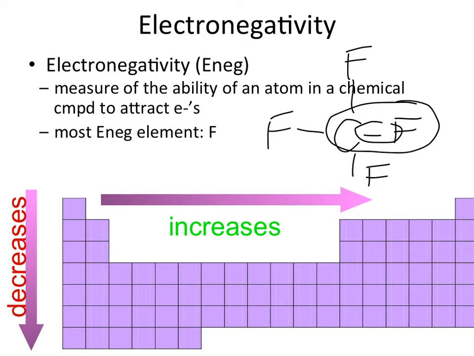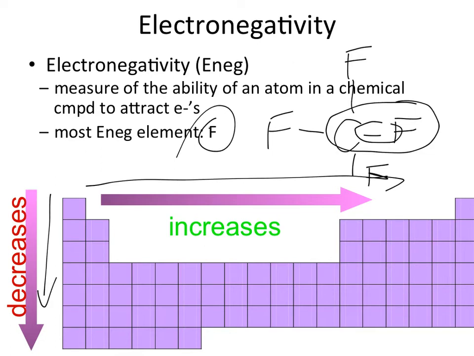Now, the trend for electronegativity is that left to right, you're increasing. The closer you get to fluorine, the higher your electronegativity, because fluorine is the most electronegative element. Remember, it's very small. It has lots of protons. It really wants to be like its nearest noble gas. Top to bottom, your electronegativity is going to be decreasing. Remember, there's more layers, they're bigger atoms. The nucleus is not able to pull on the outer electrons quite as well.